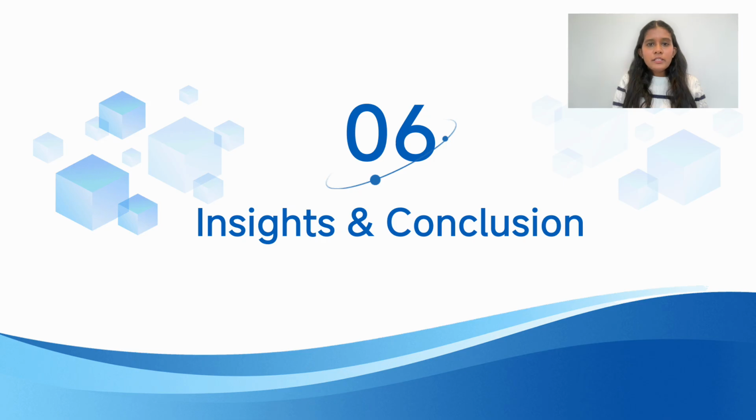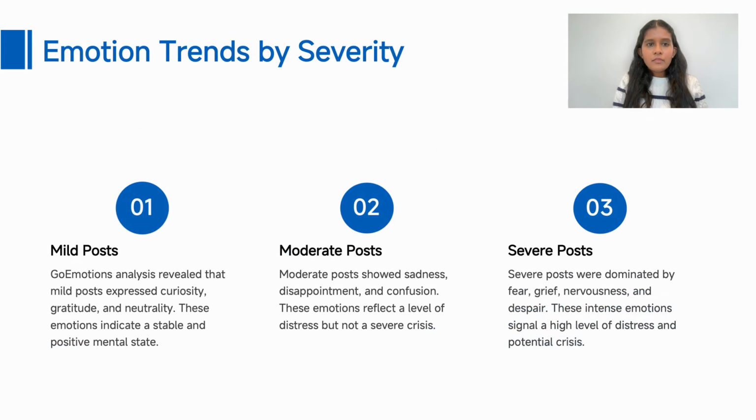Let's take a look at what we discovered and what conclusions we can draw. Here I have summarized the emotional characteristics associated with each severity group based on the GoEmotions probabilities. For mild posts, the most common emotions included curiosity, gratitude, and neutrality. These emotions suggest that users may be experiencing some concerns or reflections, but they are not in severe emotional struggle. Their emotional state is relatively balanced.